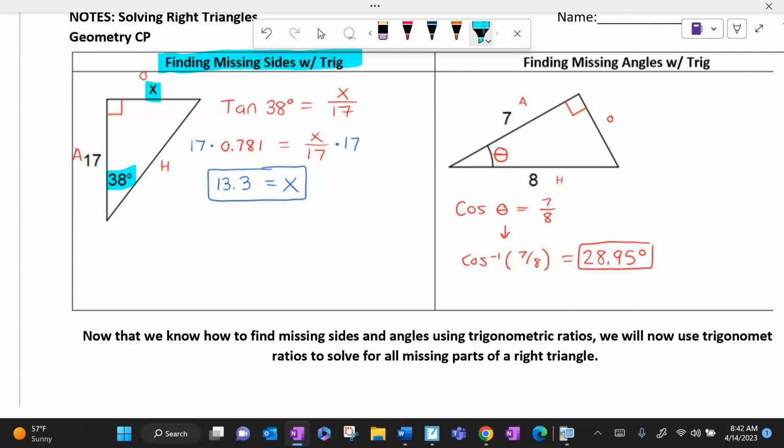So again, label the sides: opposite, adjacent, hypotenuse. Looks like we're missing the opposite side, so we have to include O and A. It's the only other side that we know. So in this case, TOA, tangent. The tangent of 38 degrees is equal to x over 17.